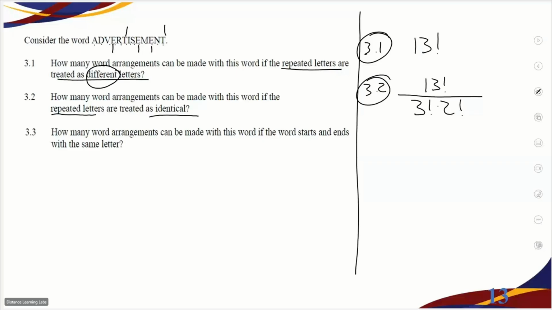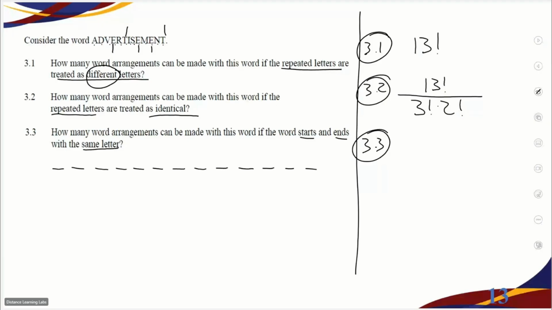3.3. It says how many arrangements can be made with this word if the word starts and ends with the same letter. Advertisement, like I've said, has 13 letters. Let's create those 13 spaces here and check. 1, 2, 3, 4, 5, 6, 7, 8, 9, 10, 11, 12, 13.